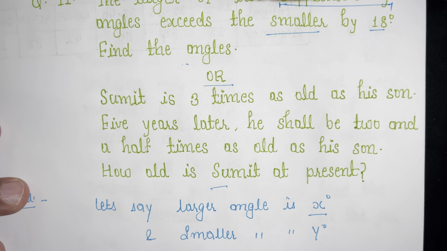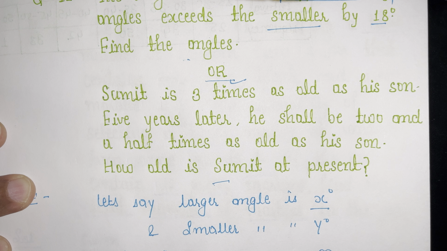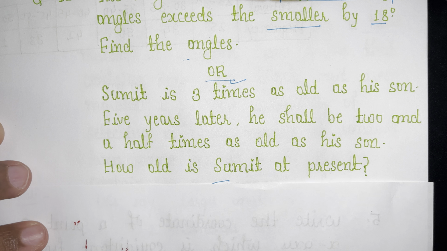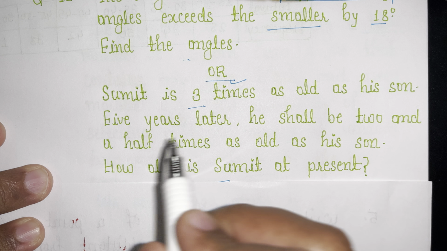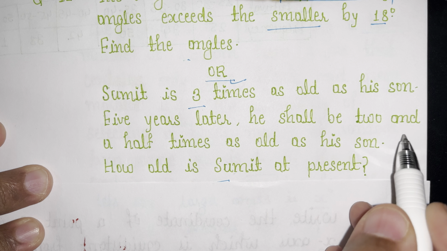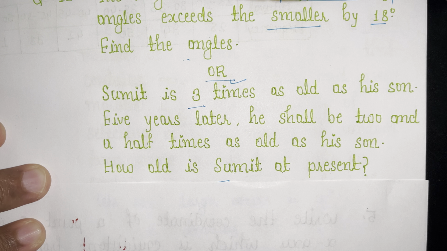Okay, the second part of this question, the OR part, is based on age. You have to find out the age. So I'll solve this question for you too. In this one it says Sumit is 3 times as old as his son. 5 years later he shall be 2.5 times as old as his son. How old is Sumit at present, right?